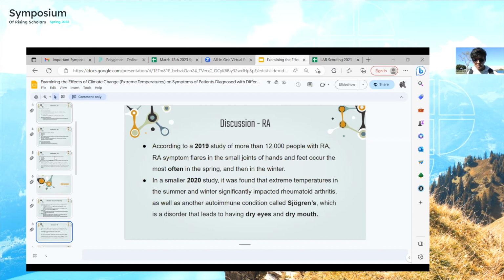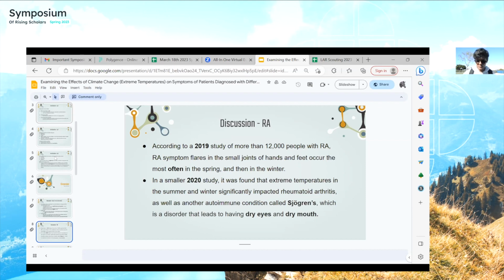Going to RA, or rheumatoid arthritis, according to a 2019 study of more than 12,000 people with arthritis. So this is a big study. Rheumatoid arthritis symptoms flare in the small joints of hands and feet in the spring, and then right after spring in the winter. And in sort of a contradictory study, but it was smaller.